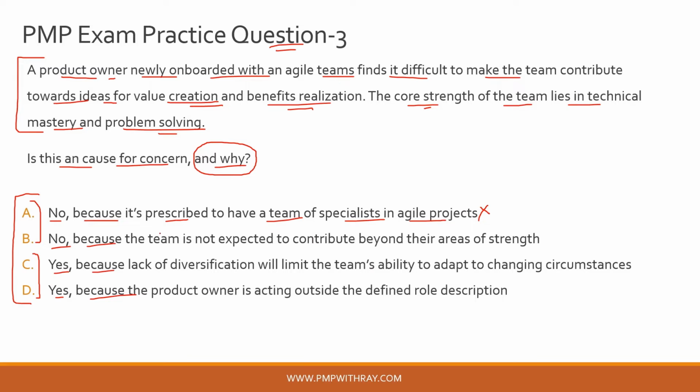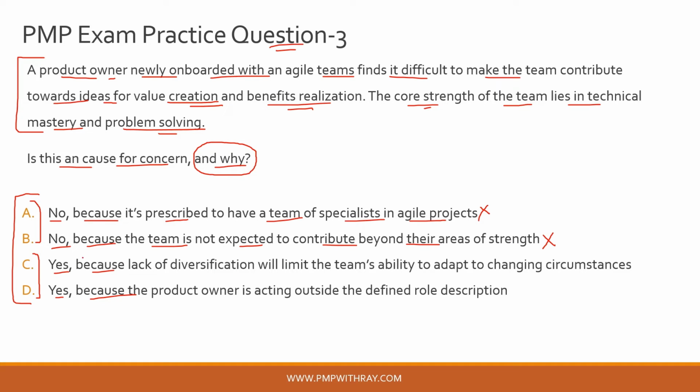Let's look at option B. No, because the team is not expected to contribute beyond their areas of strength. Incorrect. Okay, because I hope you understand that in an agile team, at least everyone should have a specific domain knowledge, but at least he or she cannot shy away from the overall business idea which the project is trying to deliver. So that is not mature enough as a project management behavior that the person would be exhibiting. So that is why this is also incorrect.